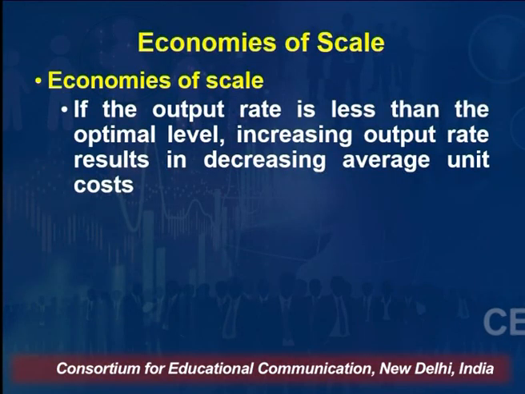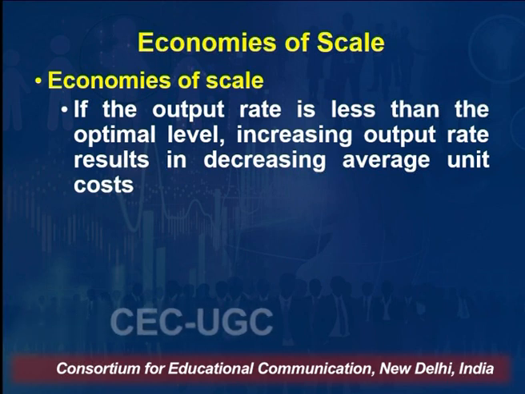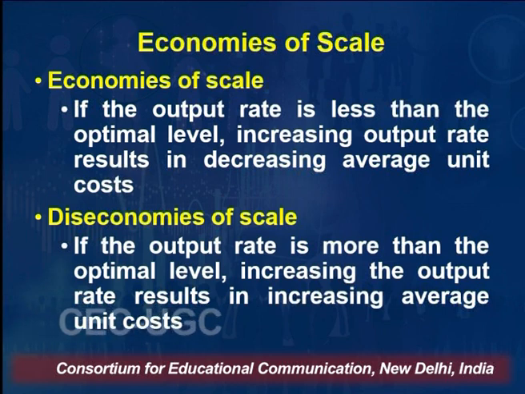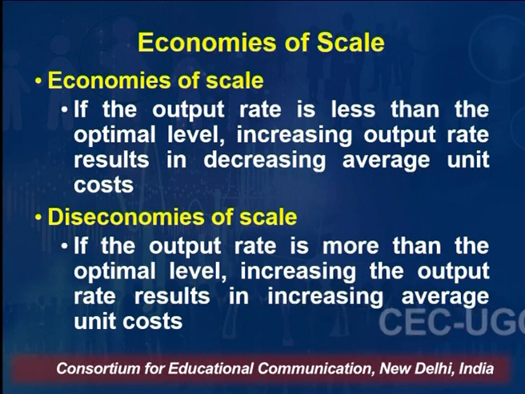Now let us see a very important term called economies of scale. So what is economies of scale? If the output rate is less than the optimal level, increasing output rate results in decreasing average unit costs. And what is diseconomies of scale? It means if the output rate is more than the optimum level, increasing the output rate results in increasing average unit cost.